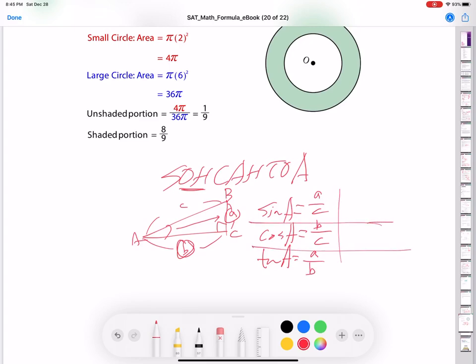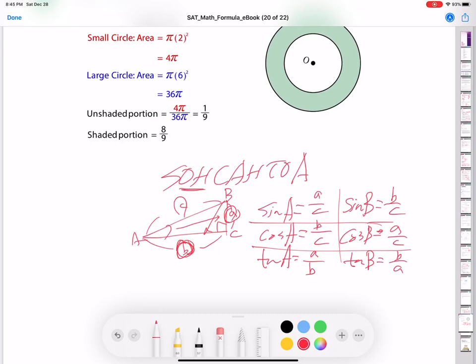Okay, what is sine B? Sine B is b over c, because the opposite is b now. What is cosine B? The adjacent is a now, so a over c. What about tangent B? That equals b over a.